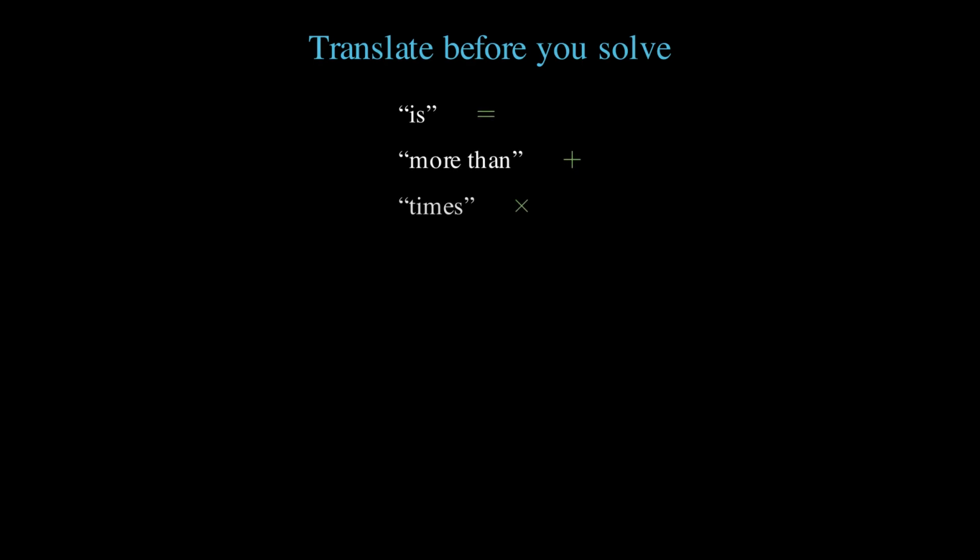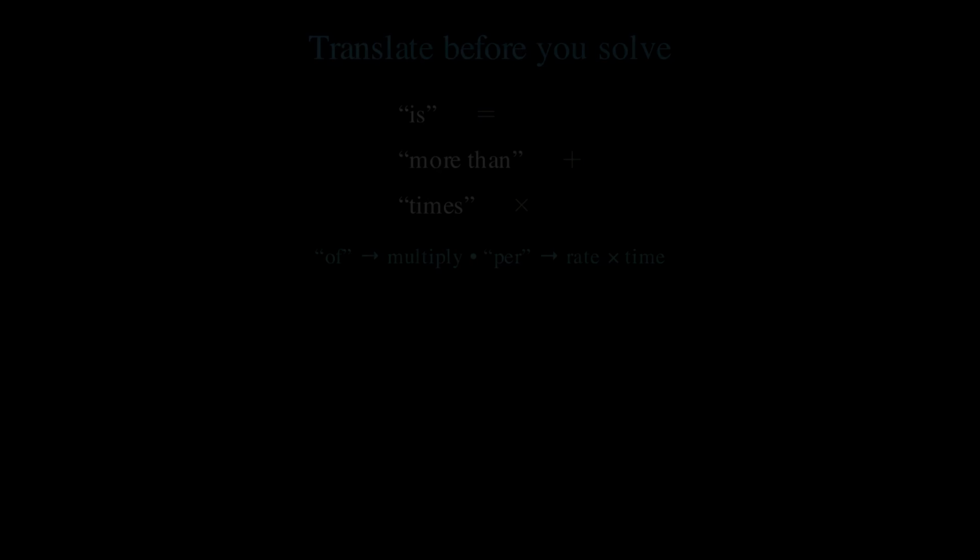Start with a few reliable phrases. The word as usually means equals, more than usually means plus, times means multiply. Also watch for of in percent problems and per, which often signals a rate times time structure. The real skill is naming your unknowns on purpose, not by accident. One clear sentence of definition saves minutes.